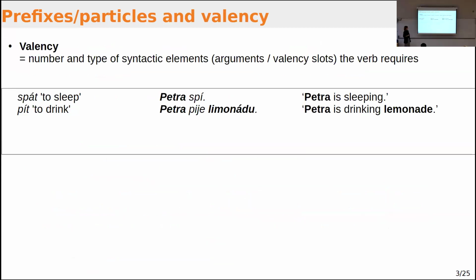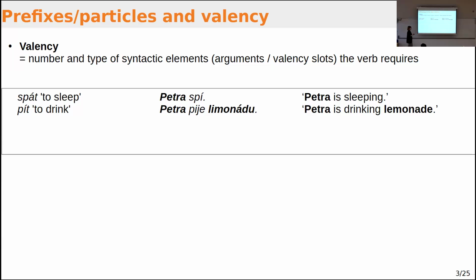I will start with simply explaining what the term valency is. So put simply, it is the number and type of syntactic elements that a verb requires. To demonstrate this on an example, the verb to sleep denotes an action in which there is one participant, the one who is sleeping, and therefore it requires one syntactic element when it is used in a sentence, like Petra is sleeping. In contrast, the verb to drink denotes an action where we not only have the one who is drinking, but also something that is being drunk.